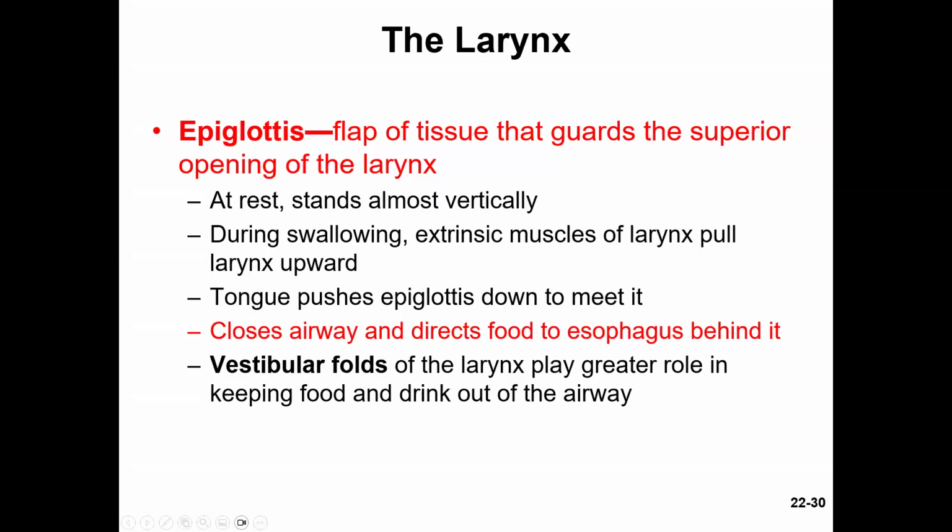All right, the epiglottis. Epiglottis, flap of tissue that guards the superior opening of the larynx. At rest, it stands up almost vertically. During swallowing, muscles there pull the larynx upwards. The tongue pushes the food into the epiglottis. So what happens is this: you have the epiglottis that's like the flap right here, and then you have the trachea right below it. To completely cut off and make sure that food doesn't go into the trachea, the windpipe, when we swallow, our throat actually elevates. As it elevates, the epiglottis moves down.